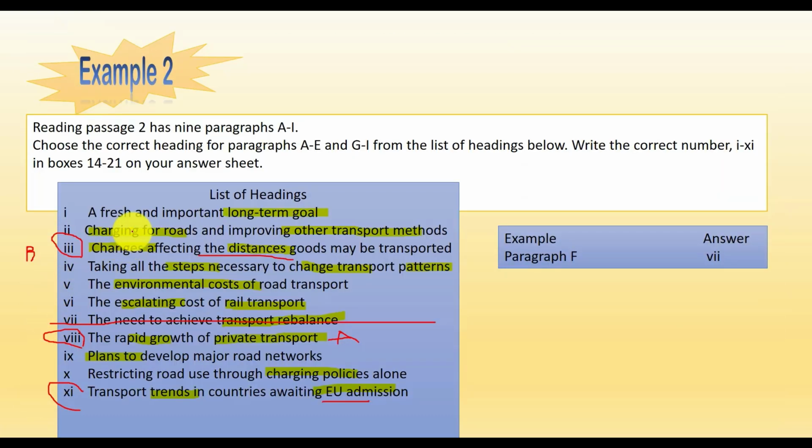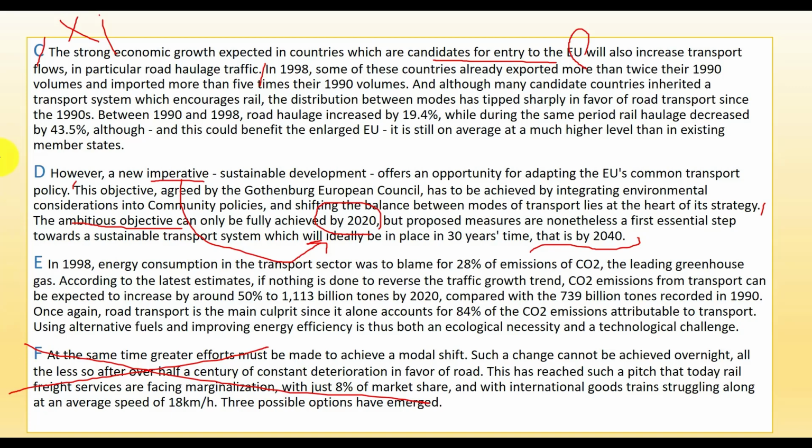It has nothing to do with charging. It has nothing to do with steps to change transport patterns. It has nothing to do with environmental costs or rail transport, and also restricting road use through charging policies and plans to develop major road networks. A fresh and important long-term goal. This is our correct answer for this paragraph.